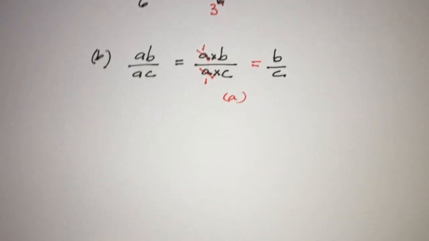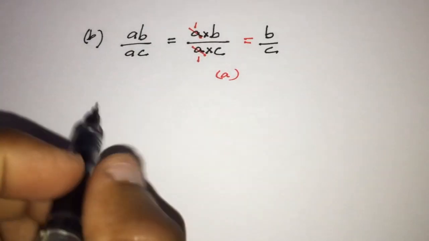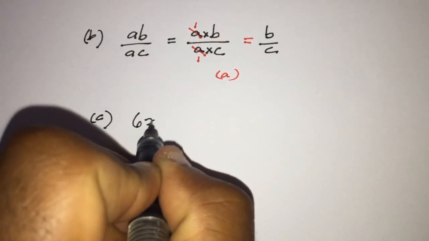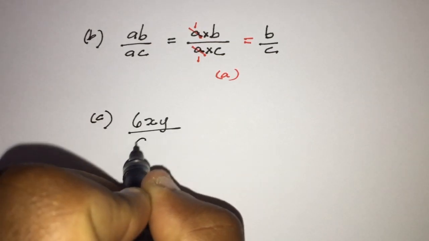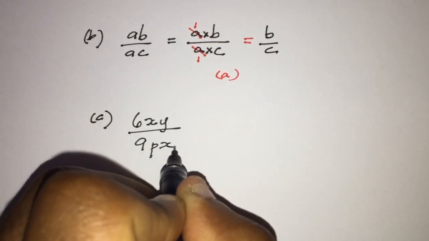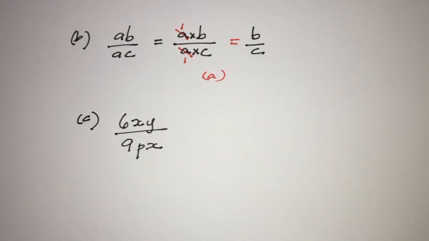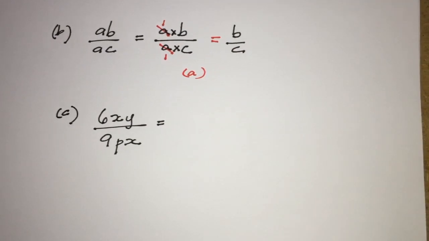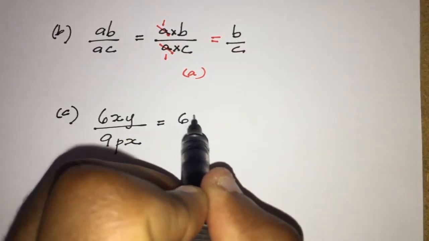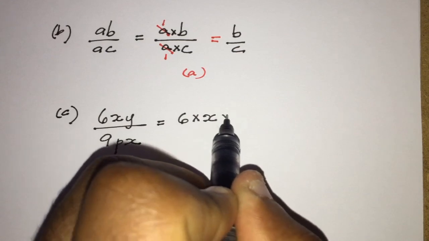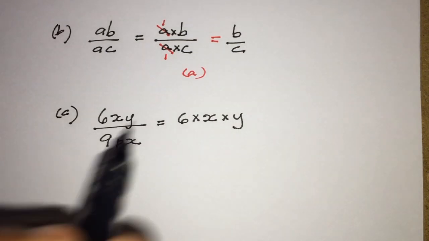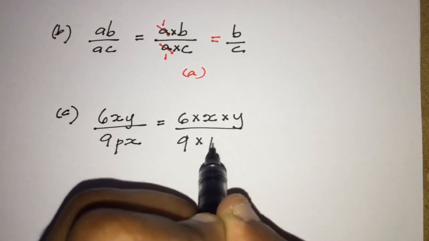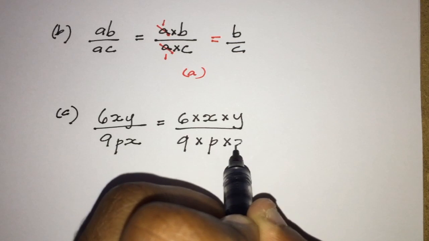Let's look at another example. We're going to do 6xy divided by 9px. Okay? So I'm going to spread it like butter on bread. So 6xy becomes 6 times x times y. And 9px becomes 9 times p times x.